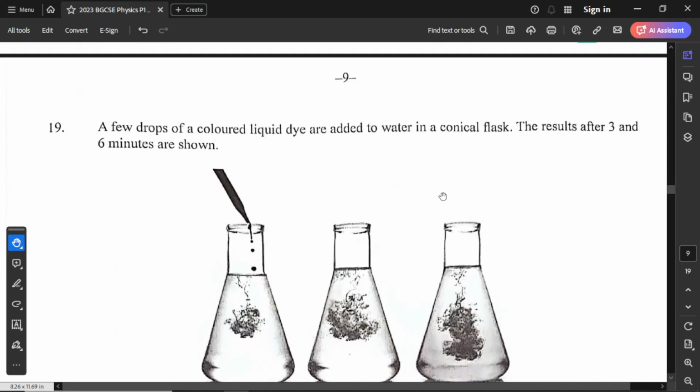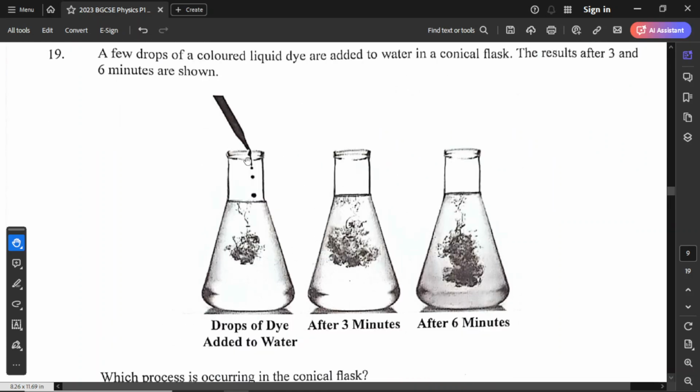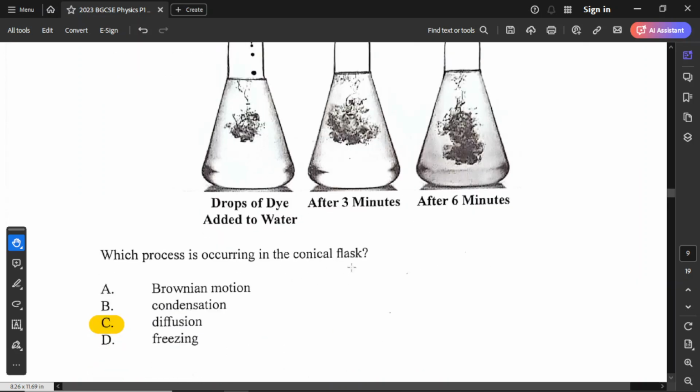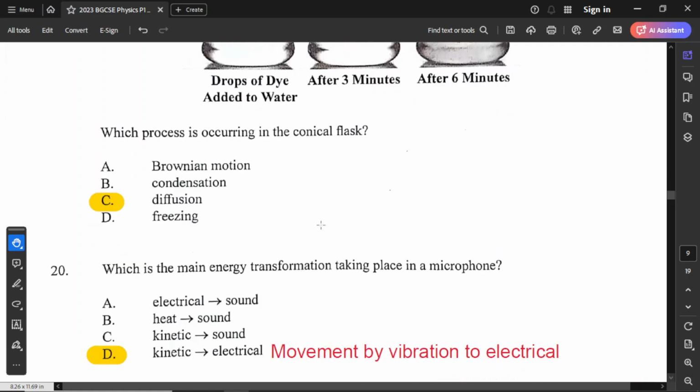19: a few drops of colored liquid dye are added to water in a conical flask. The results at 3 and 6 minutes are shown, and you notice the drop of color dye in the flask, and then after 6 minutes, you notice that it has spread out. Which process is occurring in the conical flask? That is definitely diffusion. Particles move from an area of high concentration to a lower concentration until evenly distributed. So eventually, the flask will be filled with the colored dye.